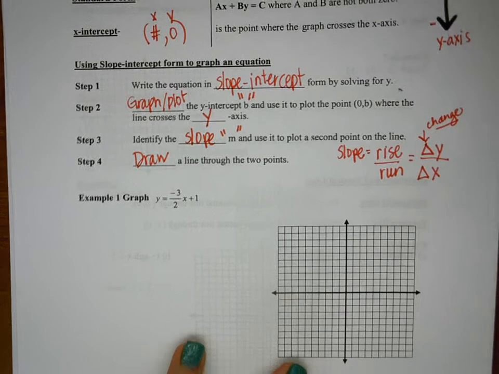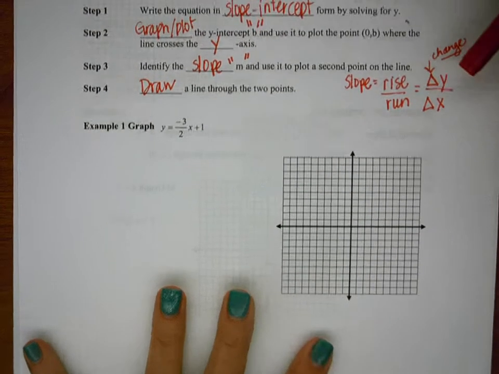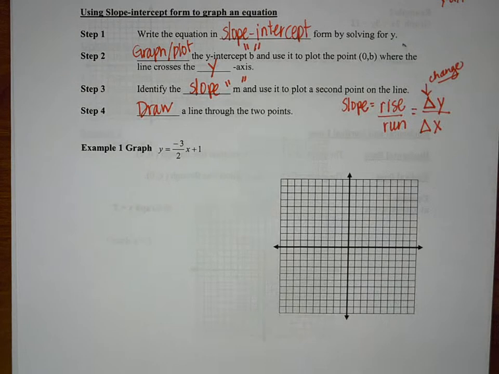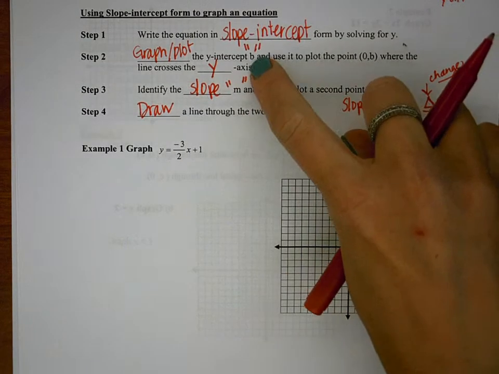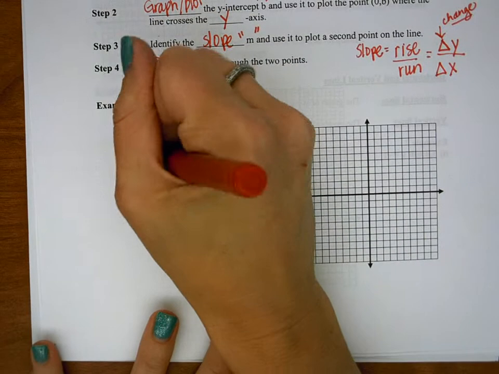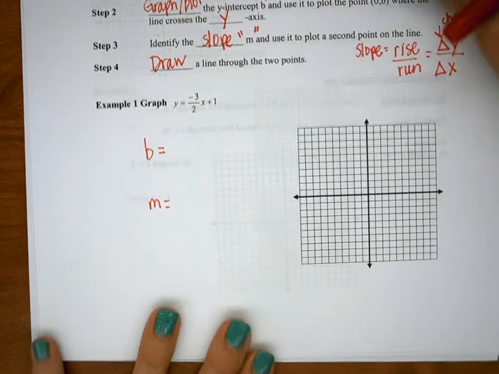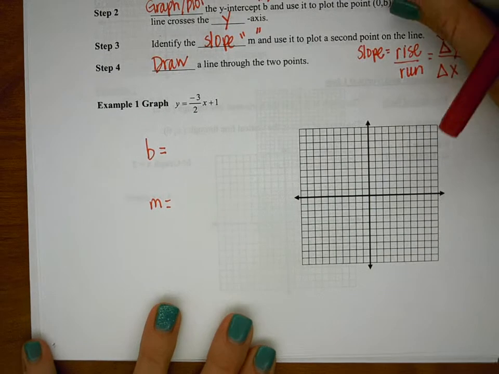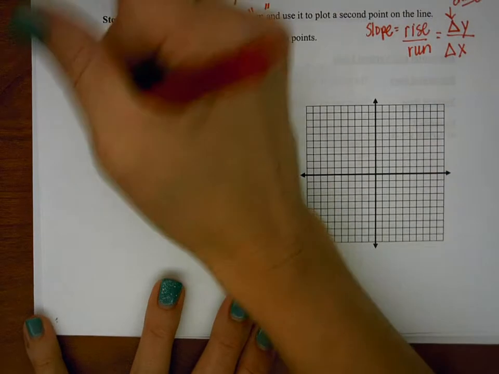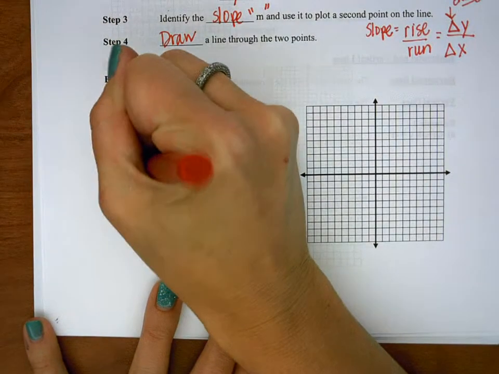Example 1. So this is already written in slope-intercept form. When you're graphing, we found that there's always 2 things that you need. You need your b value, which is your y-intercept, and your m value, which is your slope. I prefer to not have to write very much, so I will write b equals and m equals. If those don't make sense to you and you want to write y-intercept and slope, you can do that. Remember that b is your y-intercept and m is your slope.